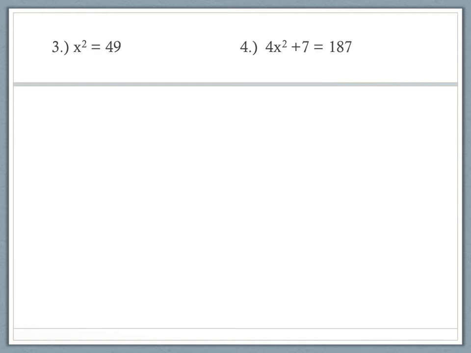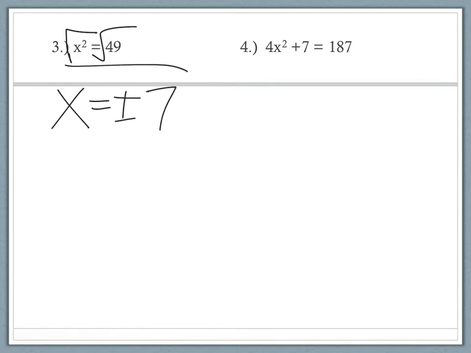All right, let's look at this next one. Well, x squared is already by itself, so I square root both sides. So x equals plus or minus square root of 49. Well, that's just 7. Notice how I didn't put square root 7, I just put a 7. So if it breaks down evenly, we're just going to put the number.